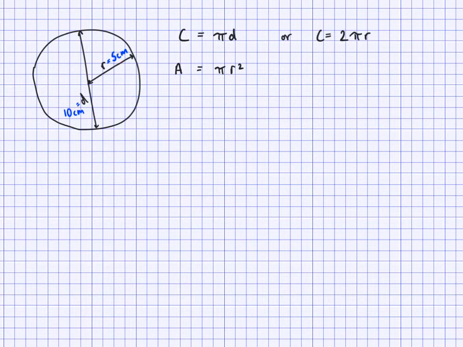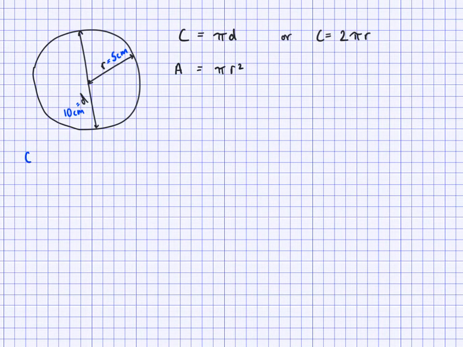Now the circumference formula, this one really comes from the idea that for every single circle, if I took the circumference and divided by the diameter, I always get pi. Okay, so that's where this formula comes from. So there's 2 that I can use. I will use both of them to show you how they work.